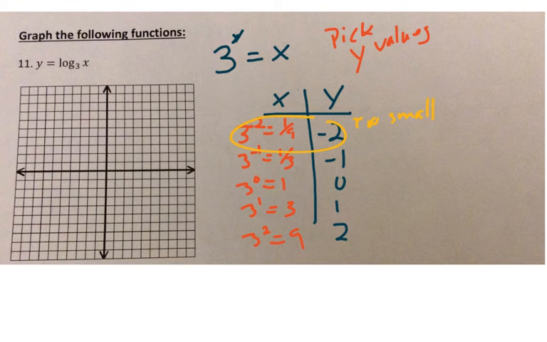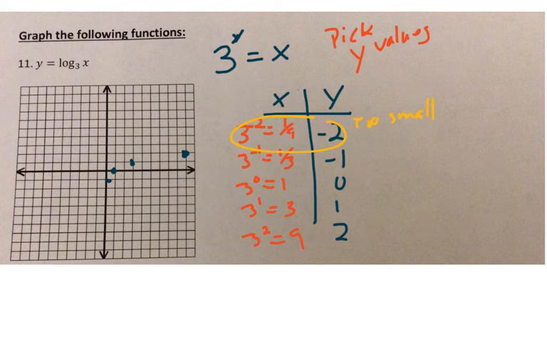Alright, then I've got 1/3, -1, and then 0, 1. Right. And then 3, 1, and then 9, 2.